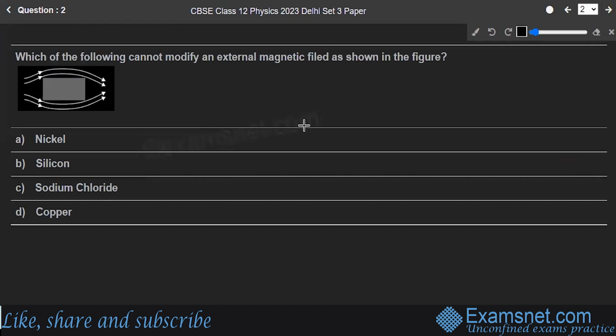Next is question number 2. Which of the following cannot modify an external magnetic field as shown in the figure? So here you have a figure, and you have to answer which of the following cannot modify an external magnetic field over here. The right answer to the question actually is silicon. See, if I talk about nickel and copper, nickel and copper have ferromagnetic properties.